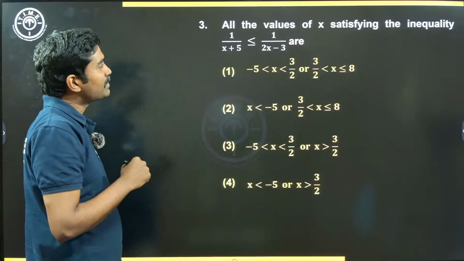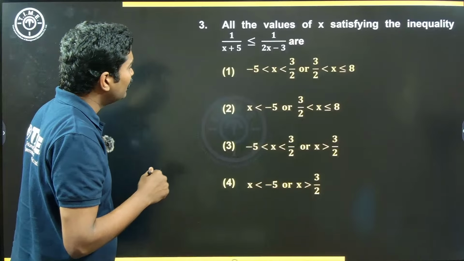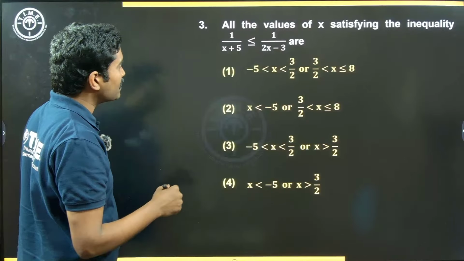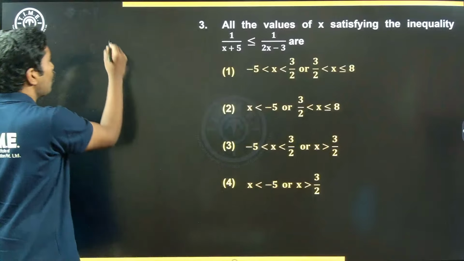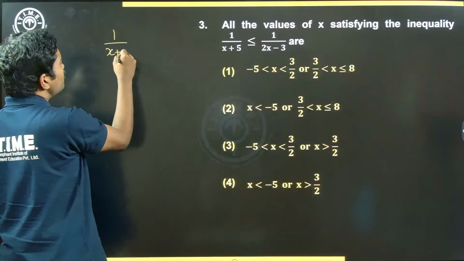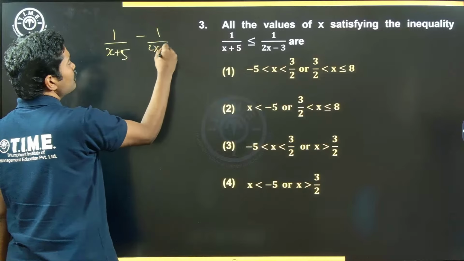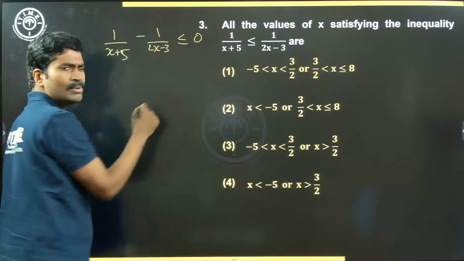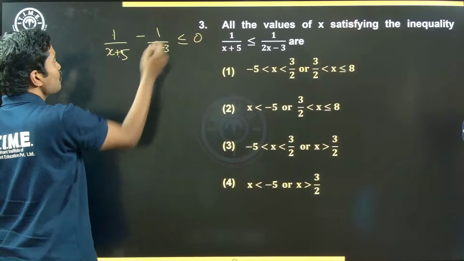All the values of x satisfying the inequality 1 by x plus 5 less than or equal to 1 by 2x minus 3. Options look fairly straightforward, nothing complicated here. 1 by x plus 5, let's take it to the other side. Minus 1 by 2x minus 3 is less than or equal to 0. Standard approach, right? All inequality questions. This comes here, this goes there.